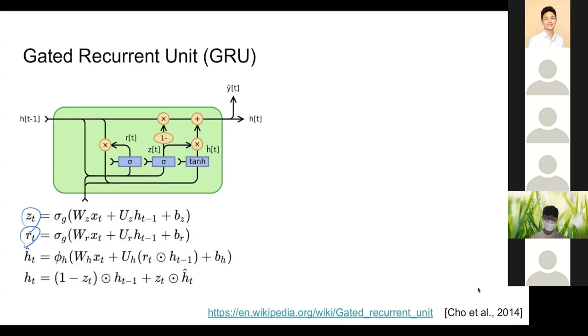And they use two gates to control how much of each vector should flow through. You see that RT determines how much HT minus one should flow through, which is kind of similar to the forget gate. But Z is also controlling HT minus one against the current candidate HT. So this is also similar to the forget gate, but there is no separate input gate because your input gate is simply the one minus of the forget gate. So they are basically conjugates, right?